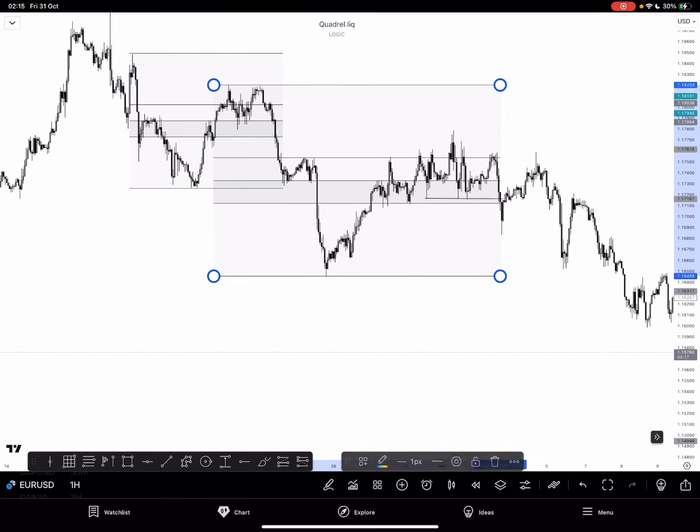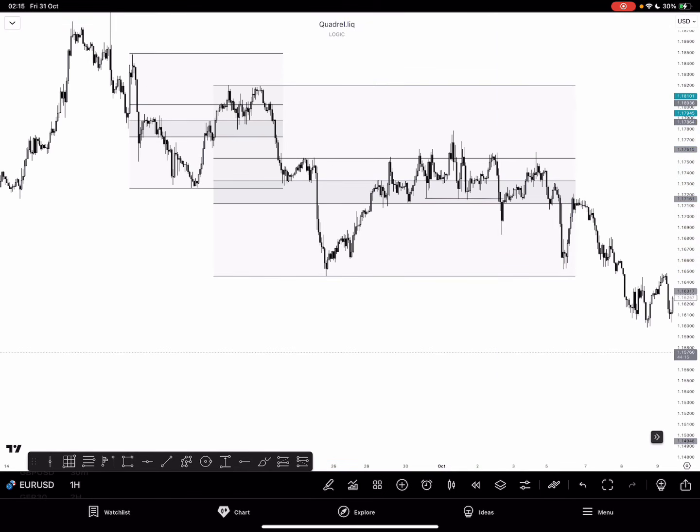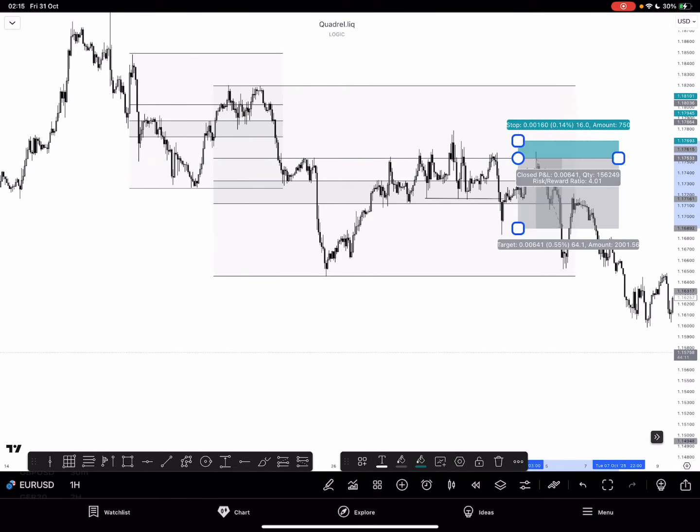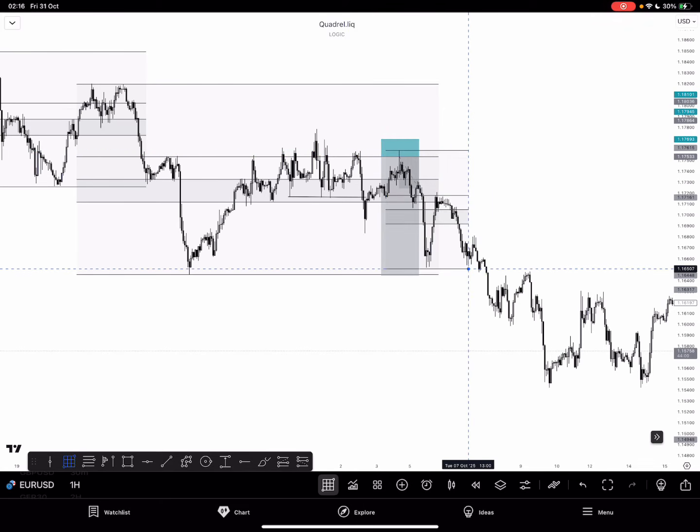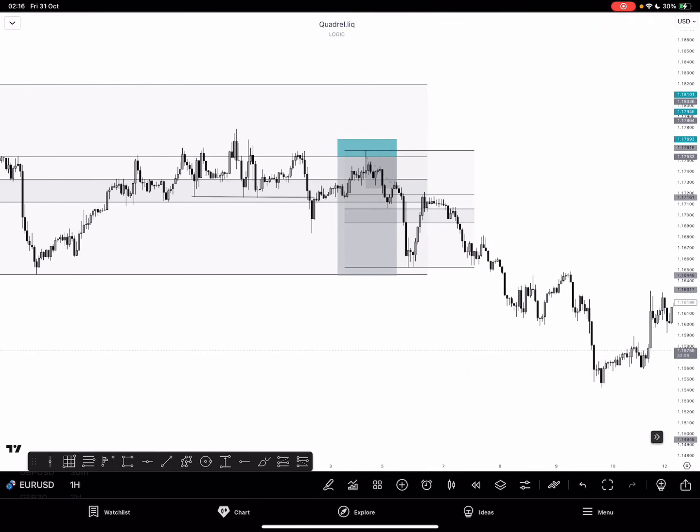What are you doing? On that same premium line, you're placing your order. Stop loss right above. Target external. Simple stuff. Same thing here. Even if you want to re-enter, swing high, swing low, premium, discounts.